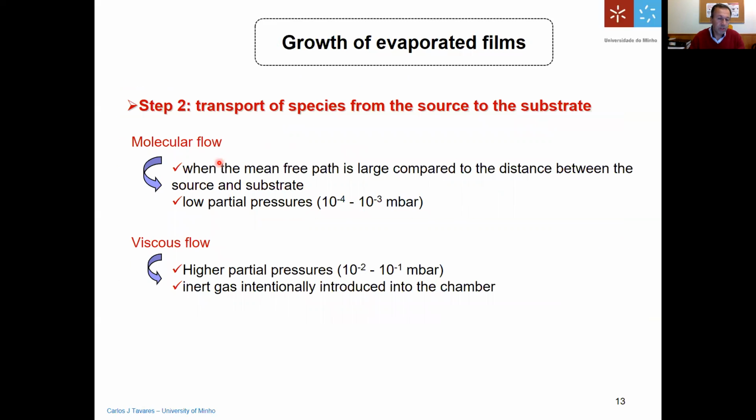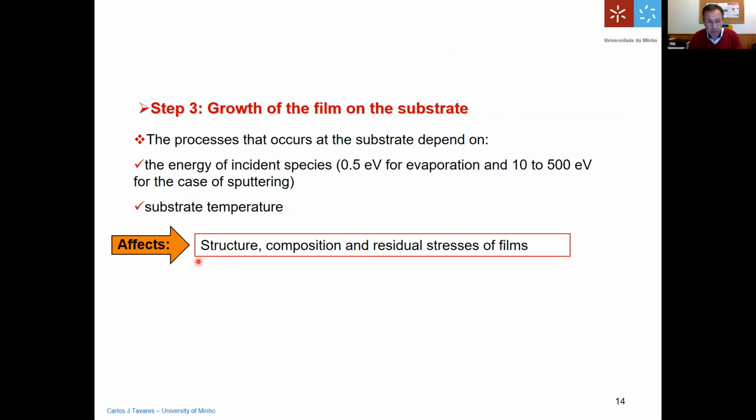And then, of course, you will have to have higher pressures and you will have a viscous flow. So the third part is actually more related to what we learned the first time. It's the growth of the film on the substrate. The first initial stage of nucleation can be layer-by-layer growth, as we have seen, or island growth, or a mix between both, okay?